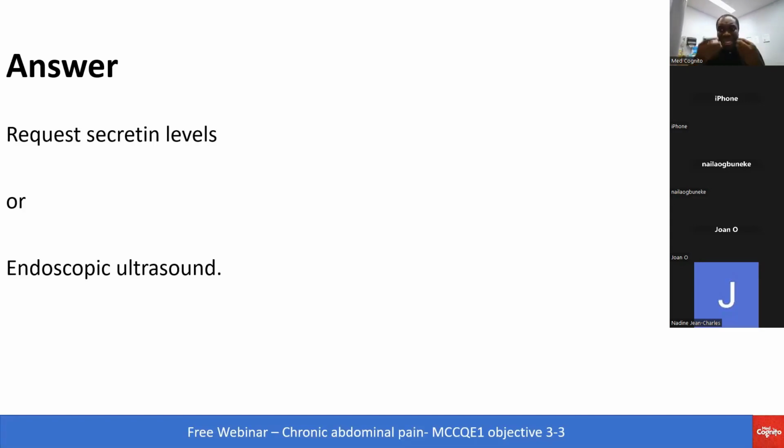Secretin is a measure of the productive nature of the pancreas. So I either do a secretin test or I do an endoscopic ultrasound. Those two. Remember, lipase and amylase will be normal in the board exam. Number two, I'll request an abdominal X-ray or an abdominal CT, which will help me to diagnose it. If those are inconclusive, I'll go for a secretin test or endoscopic ultrasound.